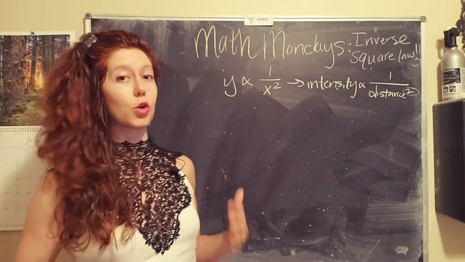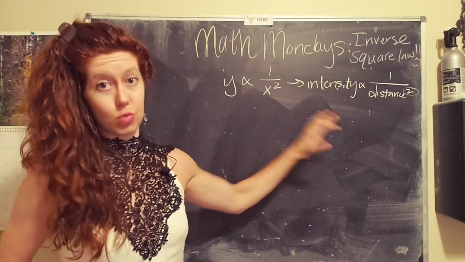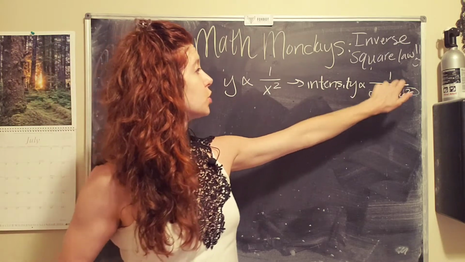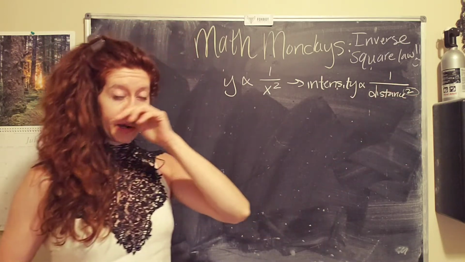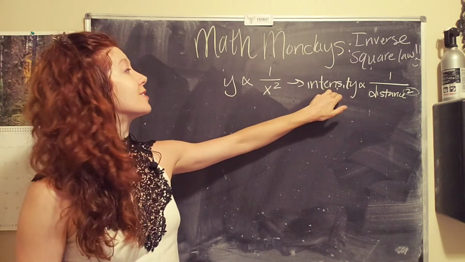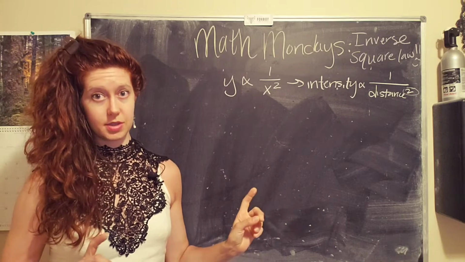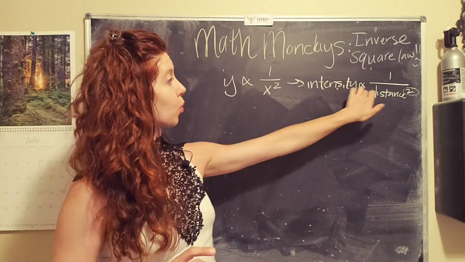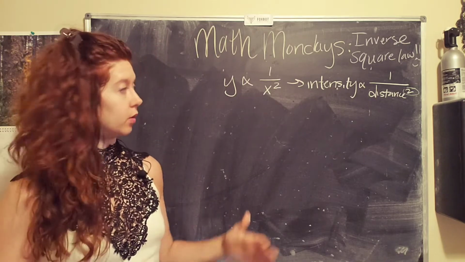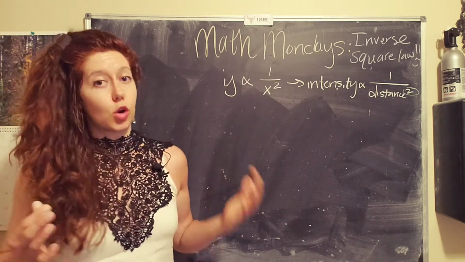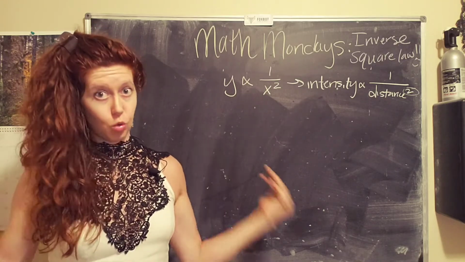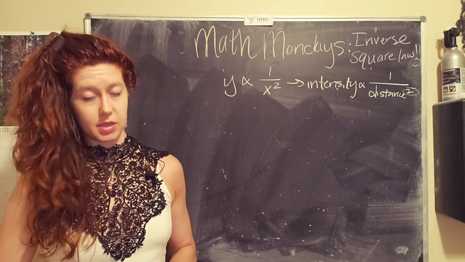So for example, the strength of the gravitational force is proportional to 1 over the distance squared. In electrostatics, the electric force between 2 charges is also proportional to 1 over the distance squared. So very quickly, what this means is that the closer you are, the stronger the force is. The farther away, the weaker the force is.